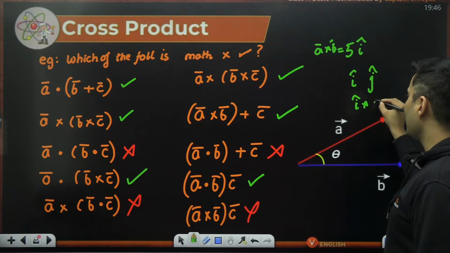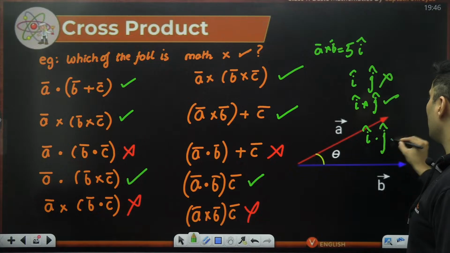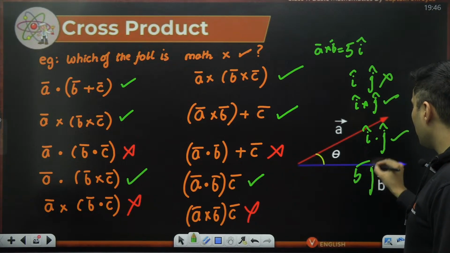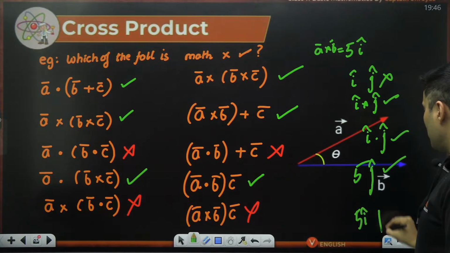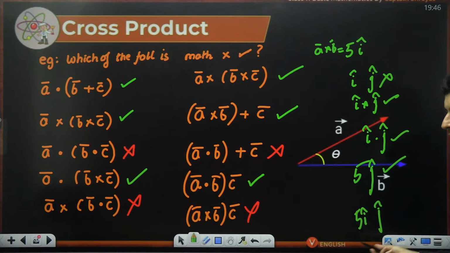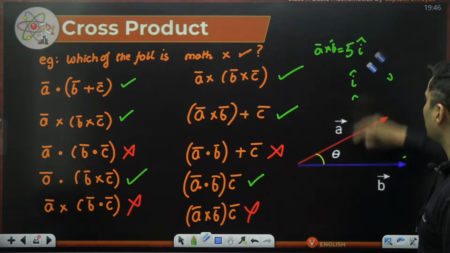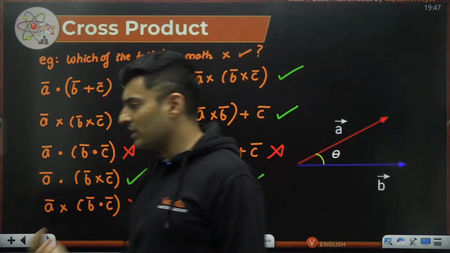I can write i cross j. This is fine. This is wrong. I can write i dot j. This is also fine. But I can also write 5 into j. This is also fine. But I can't write 5 i cap j cap. What is 5 i cap j cap? What is the meaning of it? It has no meaning. So therefore, that is 100% wrong, guys. Is this clear? Which is mathematically correct, which is mathematically wrong?